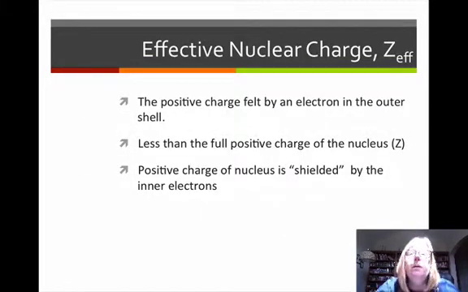Okay, so let's talk about the effective nuclear charge, and its abbreviation is Z effective, and it is defined as the positive charge felt by an electron in the outer shell. It's not the full positive charge of the nucleus, Z, and that is because that positive charge is shielded, like we just talked about, by the inner core electrons.